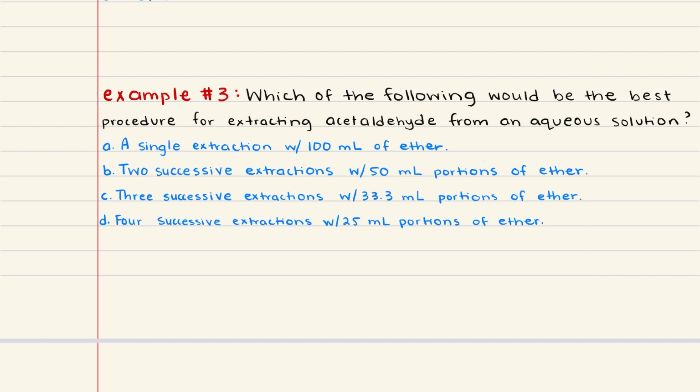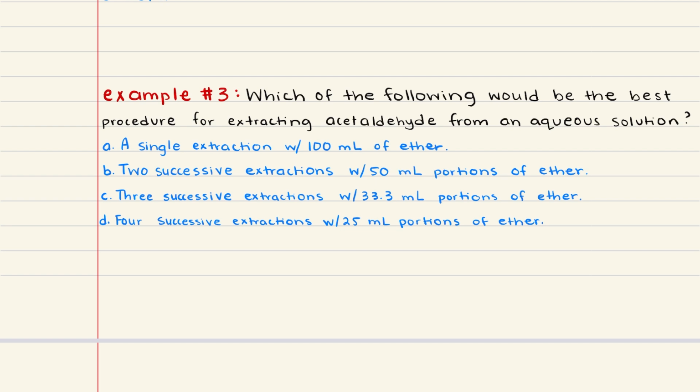So let's walk through the options. A says a single extraction with 100 milliliters of ether. B says 2 extractions with 50 milliliter portions of ether. C says 3 successive extractions with 33.3 milliliter portions of ether. And D says 4 successive extractions with 25 milliliter portions of ether.